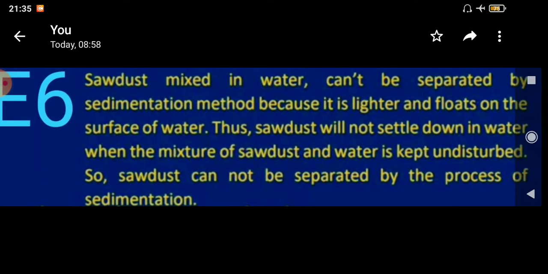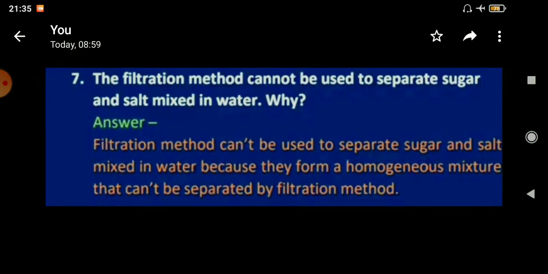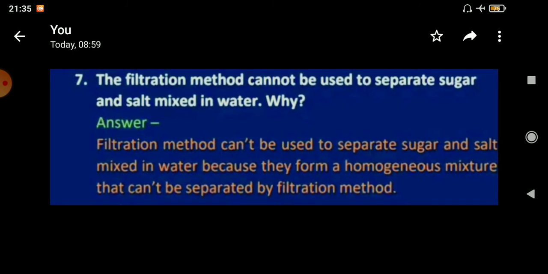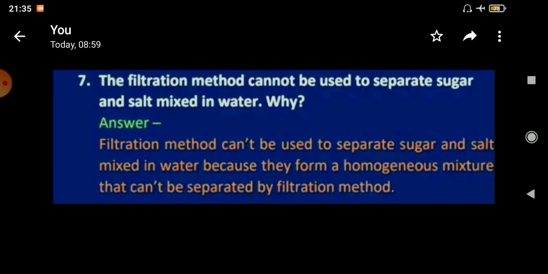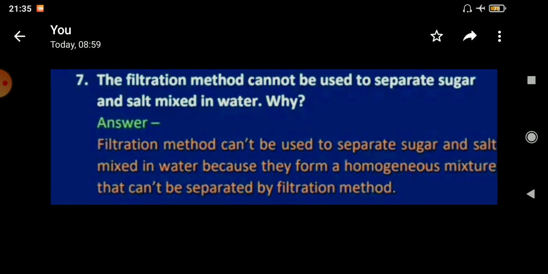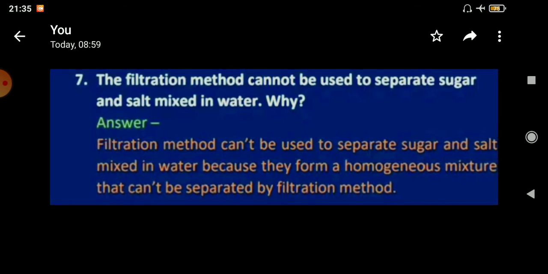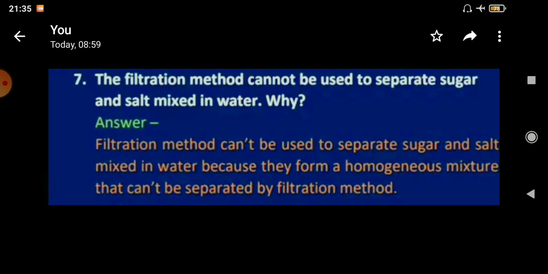Okay. Moving ahead, question number 7: the filtration method cannot be used to separate sugar and salt mixed in water. Why? That is asking, you all know that sugar and salt both are soluble in water. So इसके लिए filtration method को हम कैसे use कर सकते हैं? तो what we will answer, we will say, filtration method can't be used to separate sugar and salt mixed in water because they form a homogeneous mixture that can't be separated with filtration method.